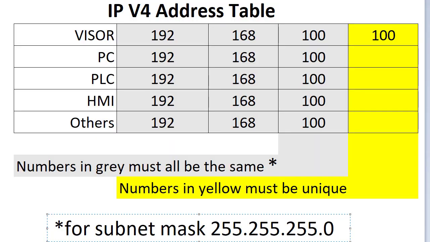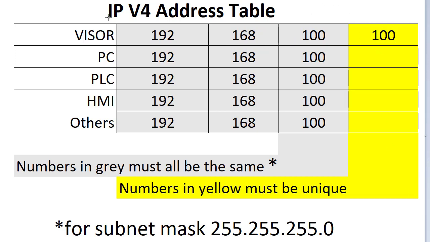We're going to talk about setting IP addresses. An IP address has 4 sections separated by a period, and each value is 0 to 255. Here we have an IP address of 192.168.100.100.